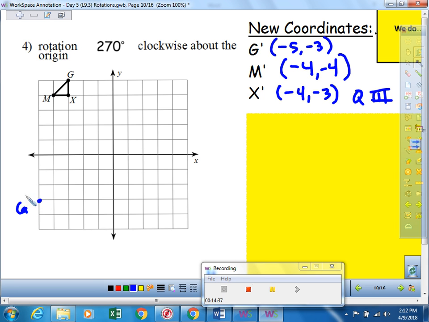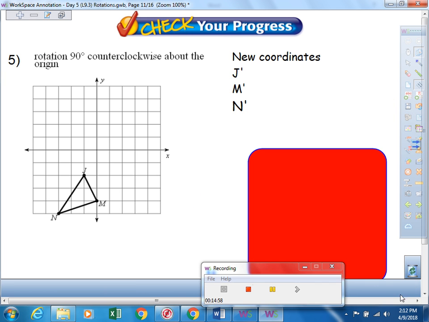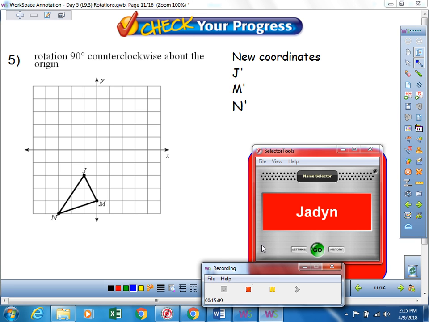G prime, X prime, M prime, and did I plot them in quadrant 3? Yep. Yes. All right? Not too bad, right? All right, I want you to do this one, 90 degrees counterclockwise. 90 counterclockwise. Your ordered pairs.